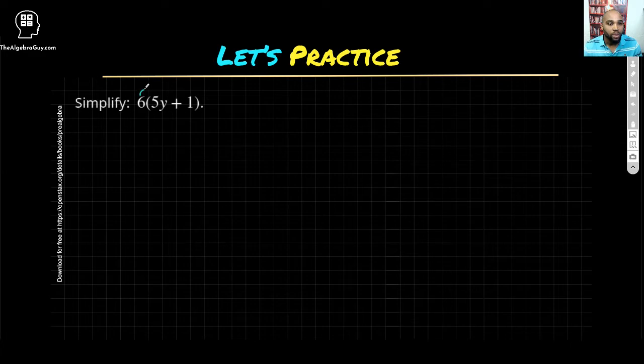All right, so this is going to be 6 times 5y, which is 30y, because 6 times 5 is 30, and then 6 times 1, which is 6. And that's all you can do. It's 30y plus 6.